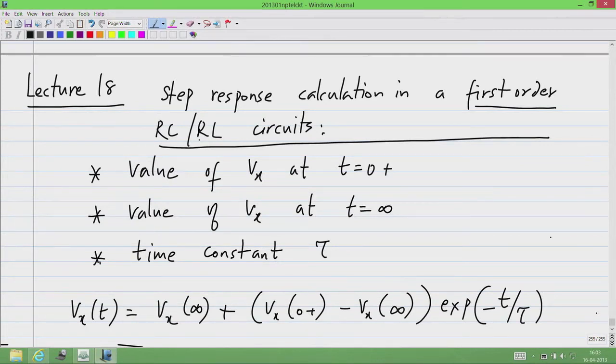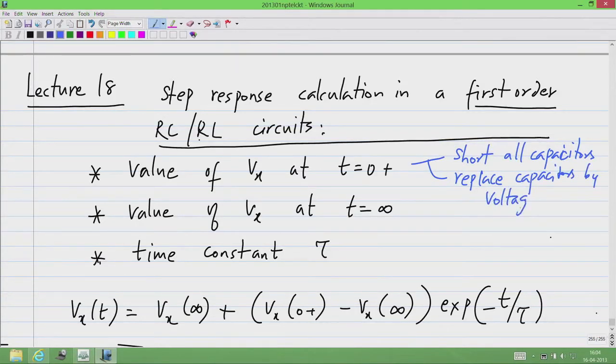Now, how do we find the value of Vx at t equal to 0 plus? We do that by shorting all capacitors. Or, if the capacitors have initial conditions, what we really do is replace capacitors by voltage sources whose value equals the initial condition.